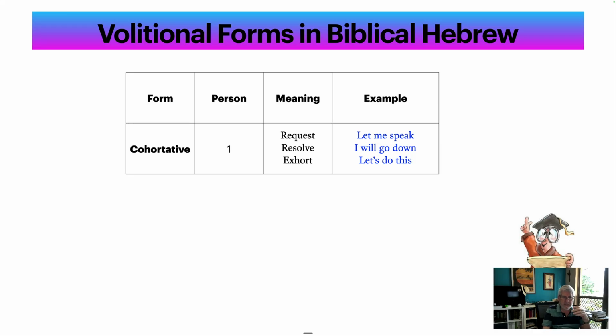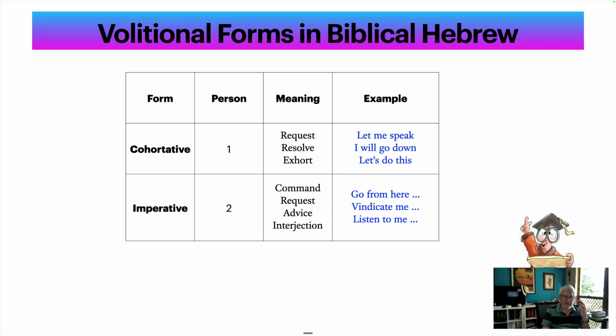So cohortative is when we're expressing a request, we're making a resolution, or we're exhorting ourselves basically to do something, encouraging ourselves to do something. And cohortative only applies to the first person. Let me speak, allow me to speak, I'm going to do this, or if it's plural, first person plural, let's do this. Cohortative.